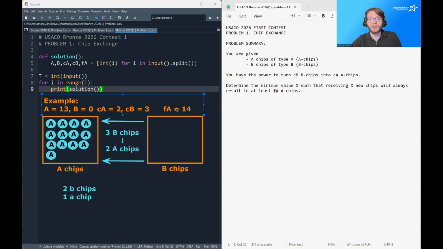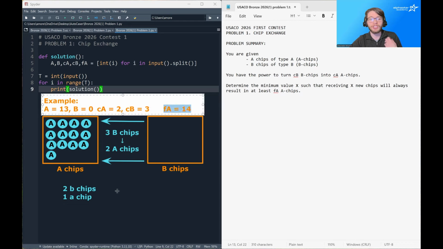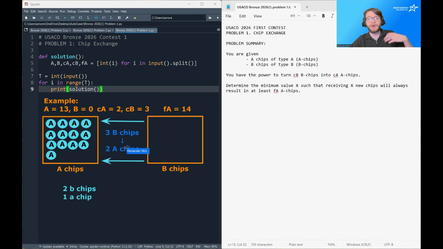So once I get close to the goal, I want to get as close to the goal as possible without going over. And then I want to produce the remaining A chips using the B chip exchange because again, I have to give a lot more B chips to create the equivalent amount of A chips.